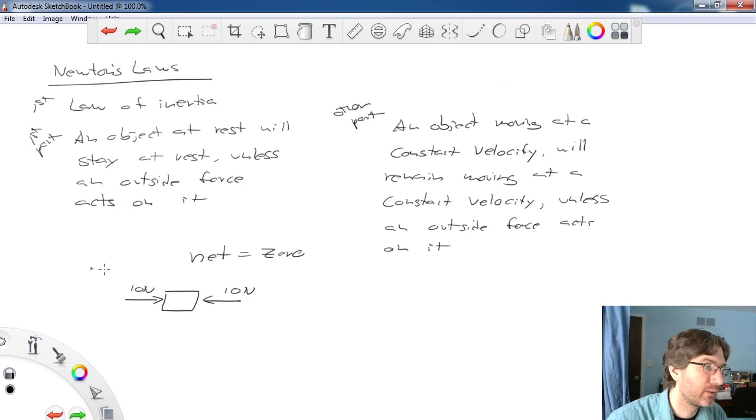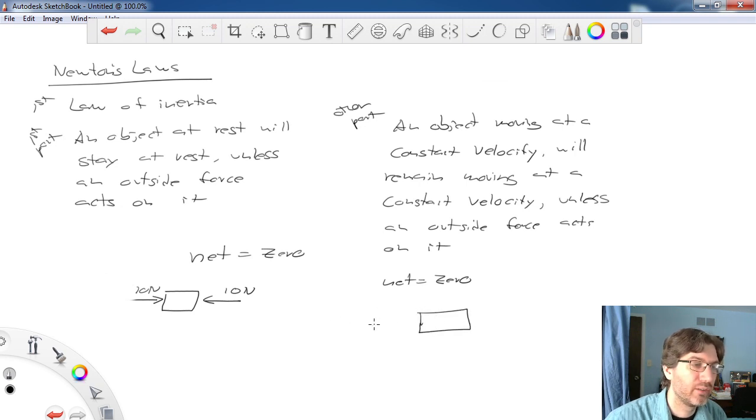But also a net force of 0: if my object, my box, is already in motion, if it is moving at a velocity, let's say your velocity here is, I don't know, 10 meters per second squared. It's moving at a velocity of 10 meters per second squared. It will stay moving at this velocity indefinitely until an outside force acts on it. That's still Newton's first law.